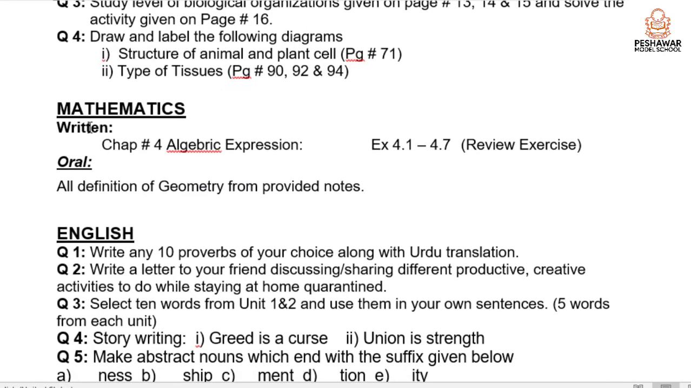Coming towards mathematics, you have two parts. The one is written and the one is oral.